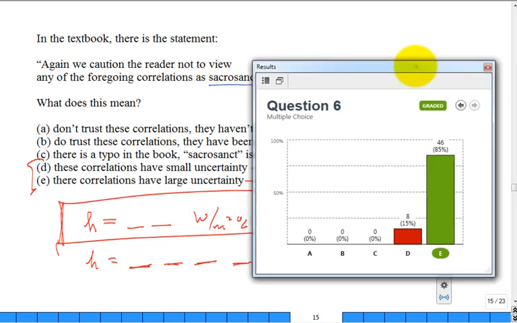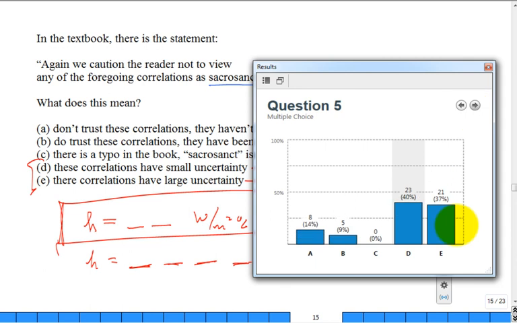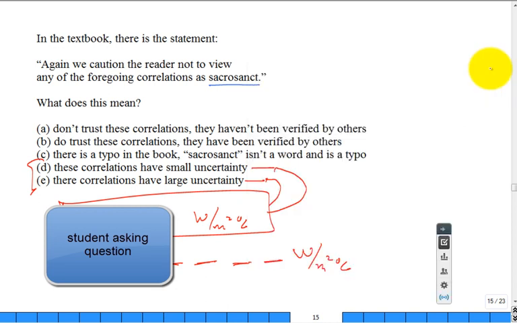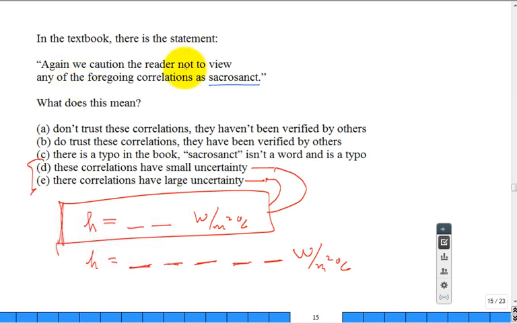But now I need to go back and regrade here because I didn't grade that one. Hey, you improved, right? Wouldn't it be D though, because it says not sacrosanct? We caution the reader not to view any of these correlations as sacrosanct. Maybe the book authors could reword this, but they're cautioning us. These have large uncertainties, which means you can't get numbers to a large number of significant figures.